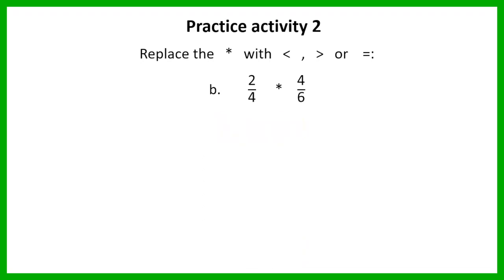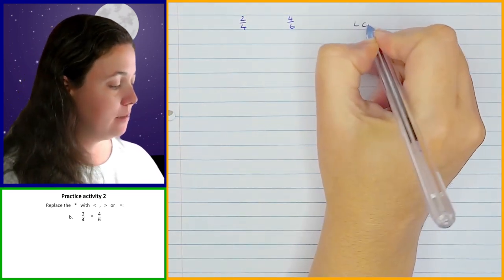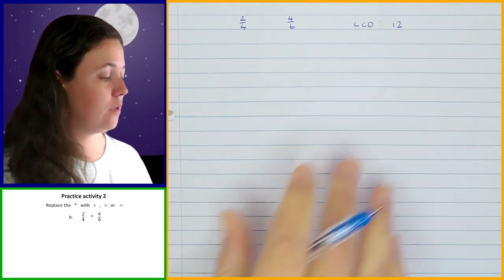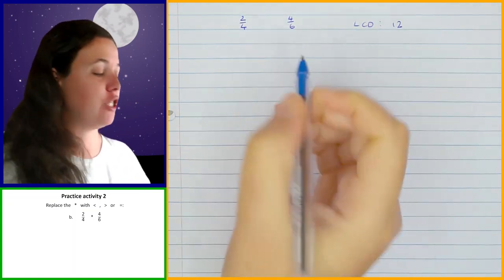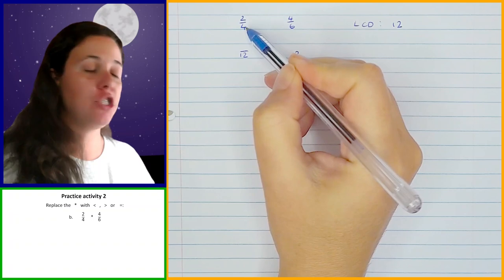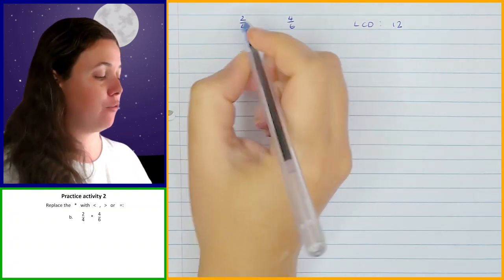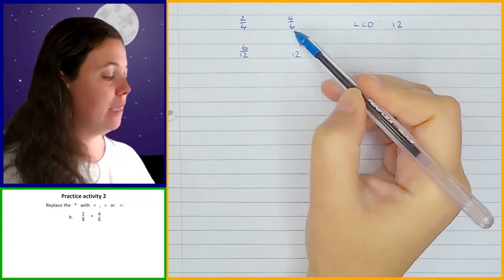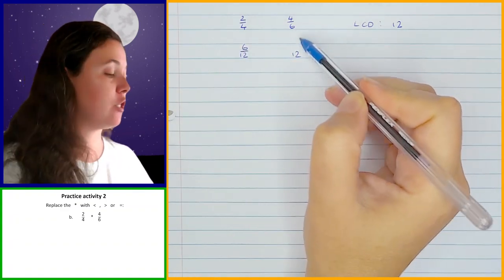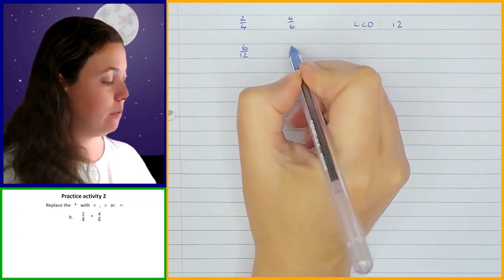Okay, so let's go through that. So in this example, you should have found that your LCD is 12, okay? So now I'm going to change both of these to be something over 12. To change the 4 to 12, we need to multiply by 3. So I need to multiply my numerator by 3 as well. That gives me 6 over 12. And here I need to multiply 6 by 2 to get 12. So I need to multiply my numerator by 2. That gives me 8 over 12.